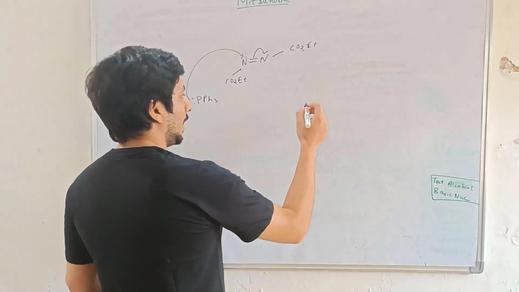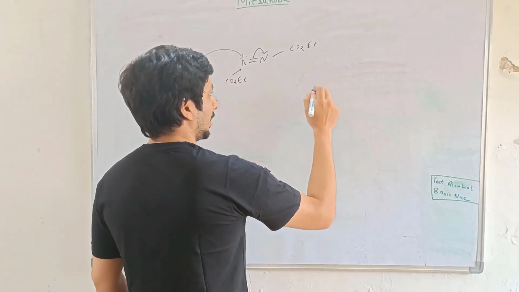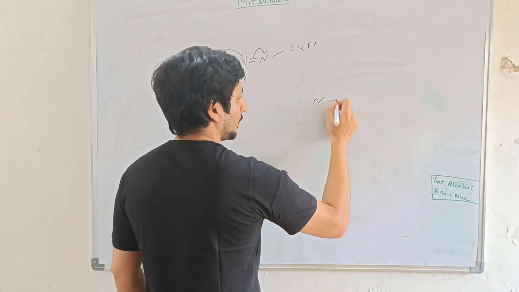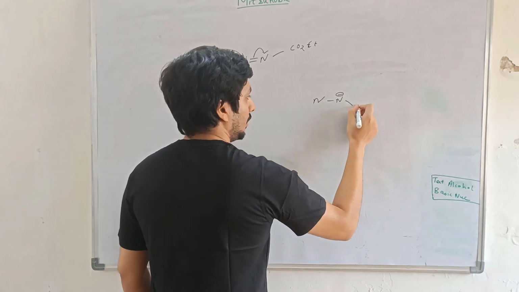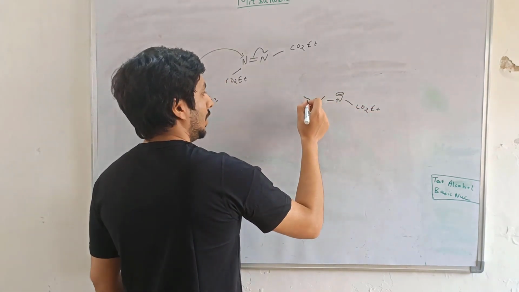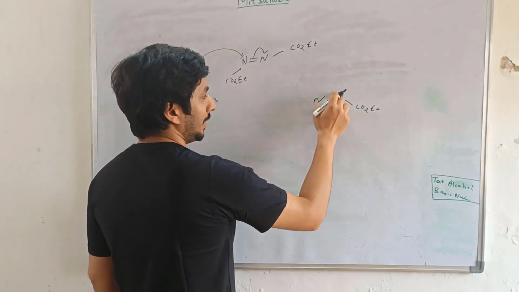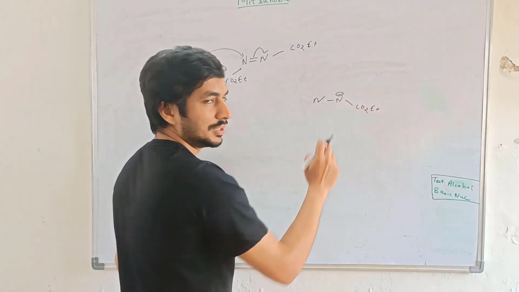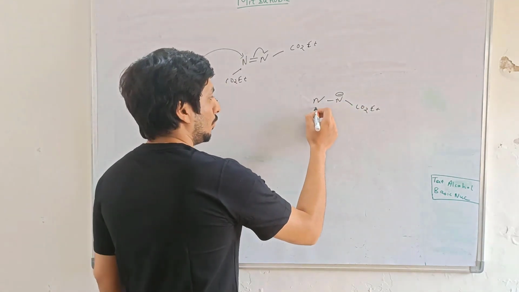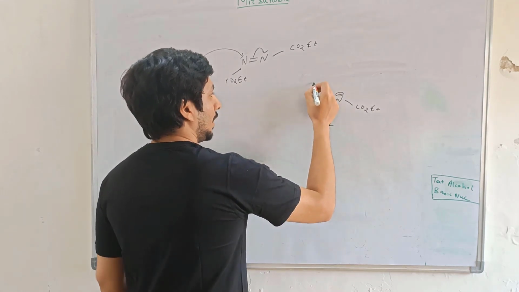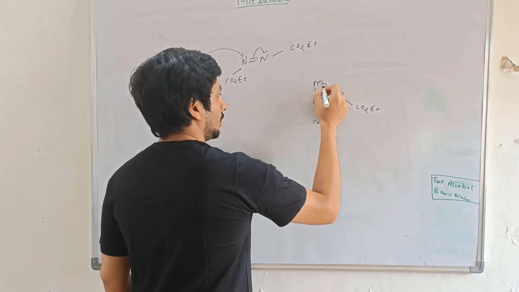Okay, so what do we have? We have N double, next step. Okay, just follow the steps. So we have N minus over here, then we have CO2Et, and you can understand that this N minus, the anion basically, is being stabilized by conjugation with the ester, right? Then we have your CO2Et over here, just like that, and we have this triphenyl phosphine group attached.